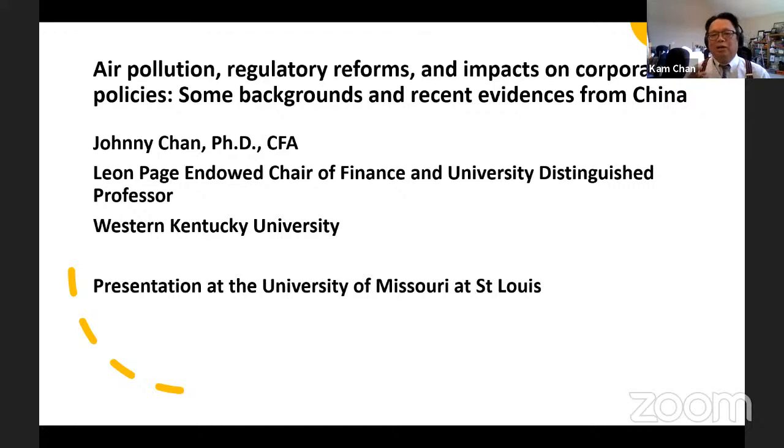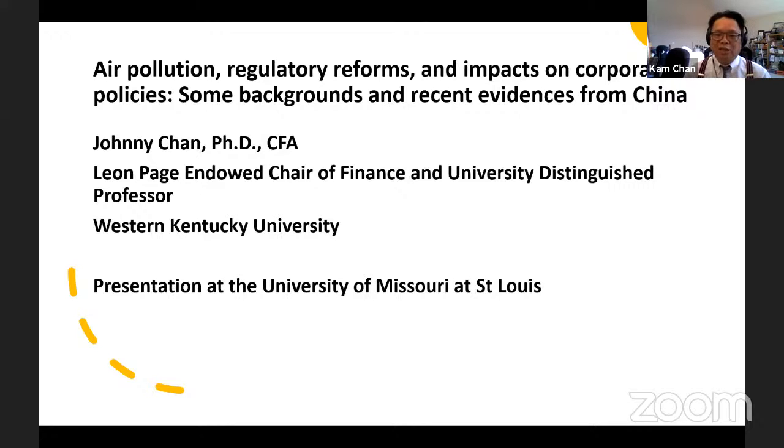And certainly our background is not engineering or environmental science. So we are not talking about how we develop some chemicals or some engineering method to reduce pollution per se.